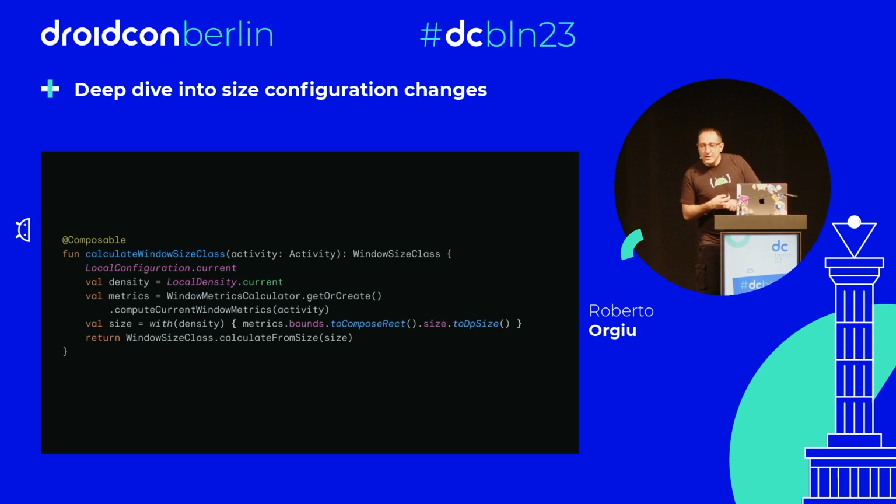OK, so just to give you an example of the logic that it runs inside, this is a bit of the logic that that function runs. It's important to notice that we have the LocalConfiguration.current in the first line, because it will trigger a recomposition, so it will get the right values right away.